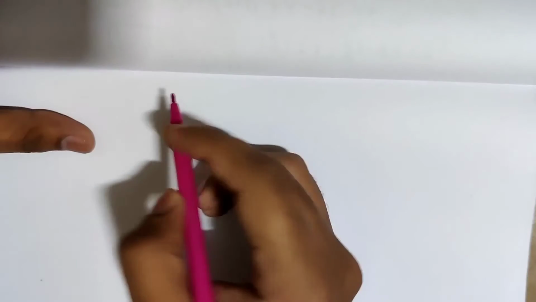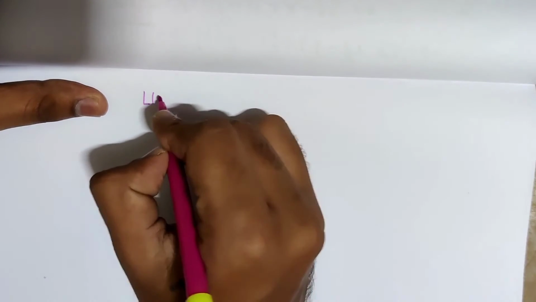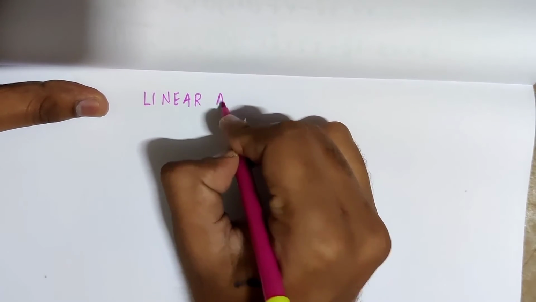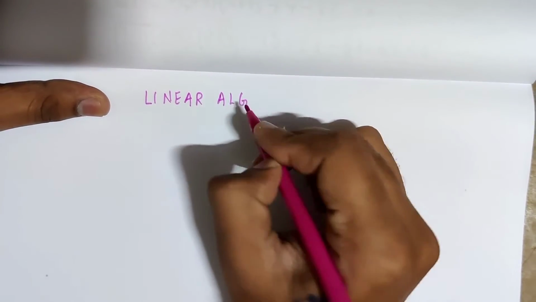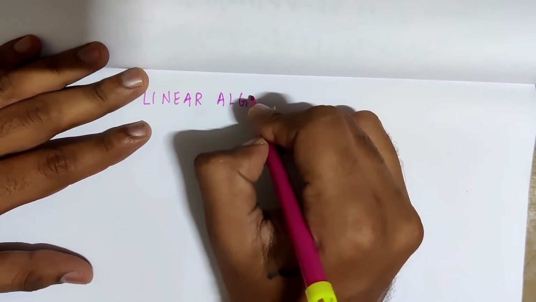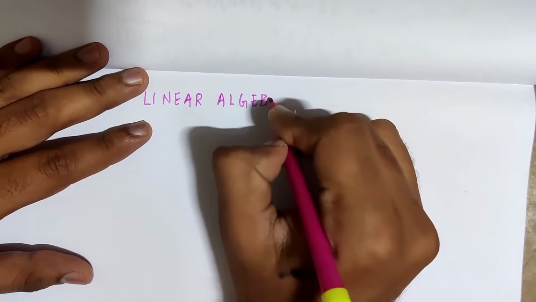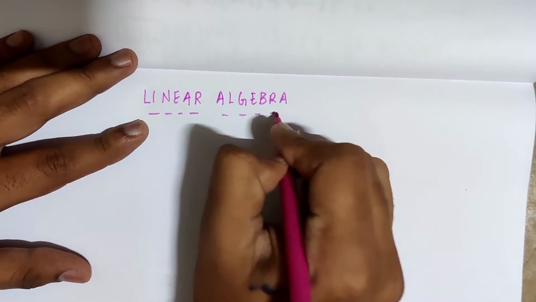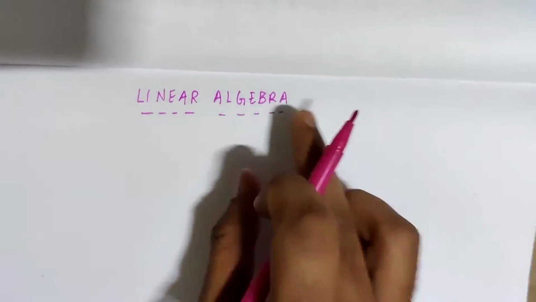So in this video we are going to see the chapter named linear algebra. Before starting the chapter I am going to tell you a few points. You must remember those points until you complete this entire linear algebra and calculus course. Let me write this heading. The first chapter in our syllabus is linear algebra.